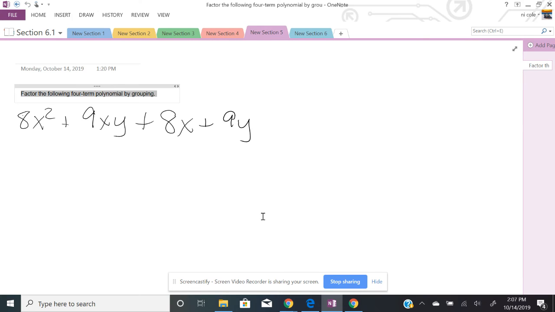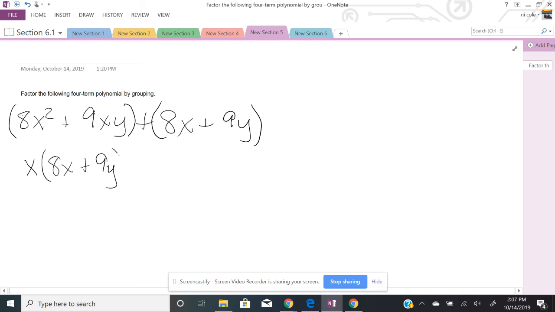All right, let's look at this guy. Again, it's a 4-term polynomial, and when it's 4 terms, you want to look into factor by grouping. So I'm going to put parentheses around the first 2 terms and parentheses around the second 2 terms. What do the first 2 terms have in common? Well, they both have x, so I'm going to pull out that x, leaving me 8x plus 9y. All right, then I'm going to look at these other ones. What do they both have in common?